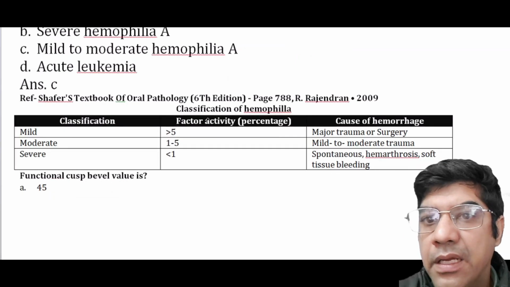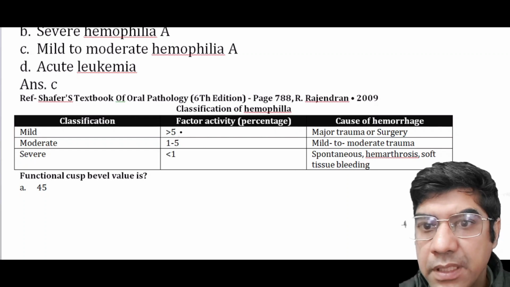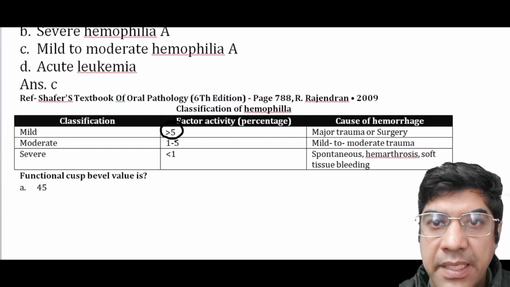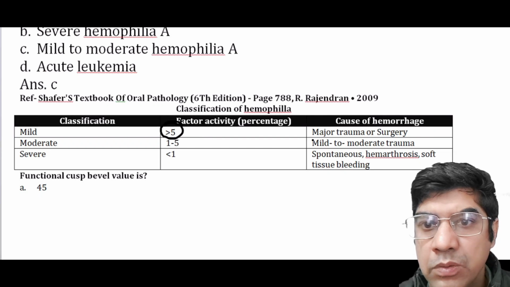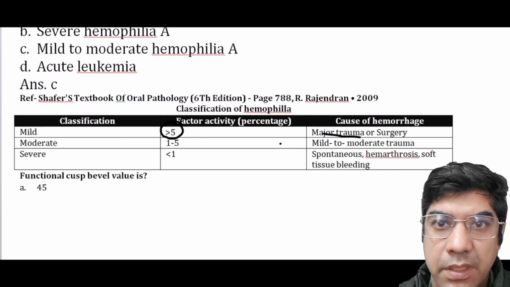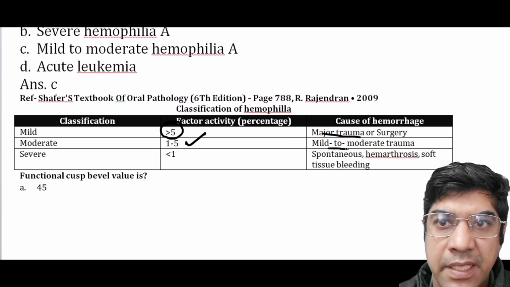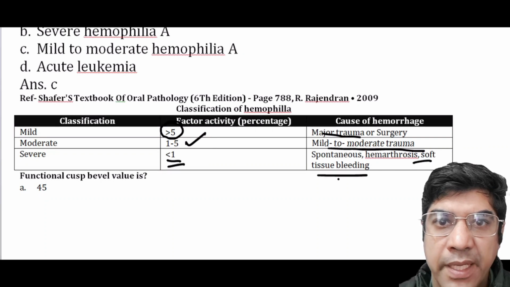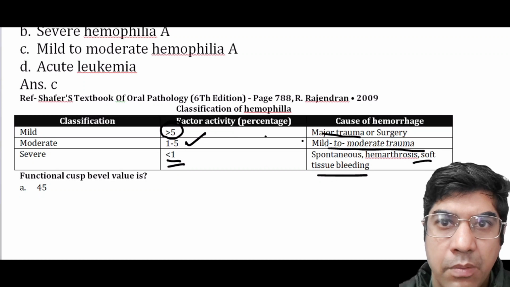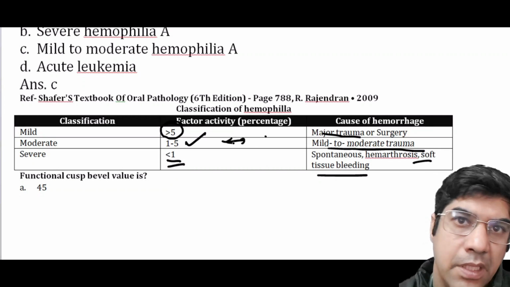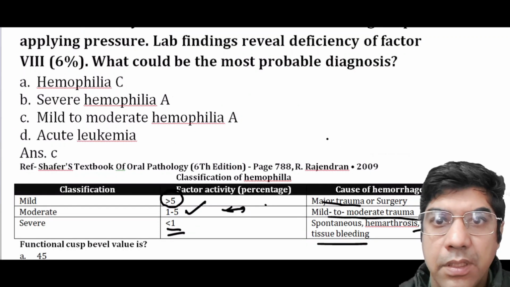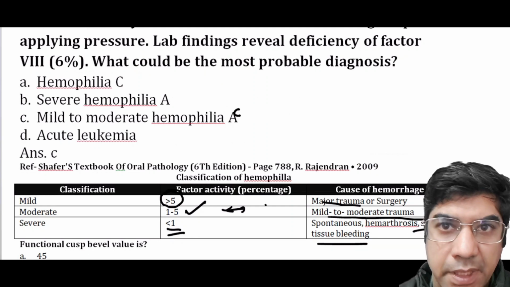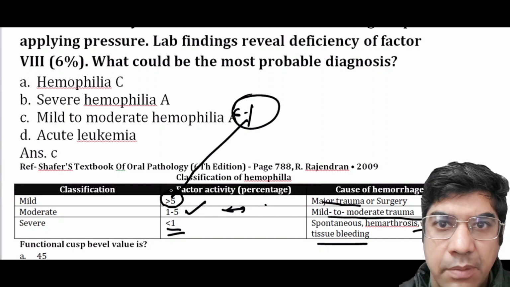So when factor activity is greater than 5, that leads to bleeding only with major trauma or surgery. And when this value is 1 to 5, then there is mild to moderate trauma, and less than 1, there would be spontaneous bleeding. So answer would be when it is 1 to 5, as mentioned in the question, the value is 6%. So it's mild to moderate hemophilia.